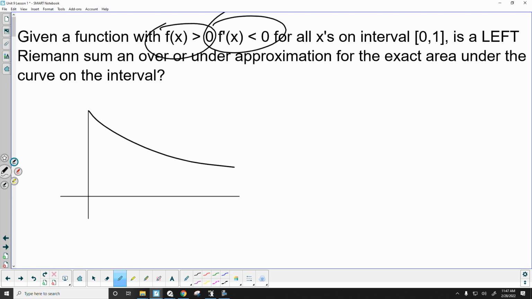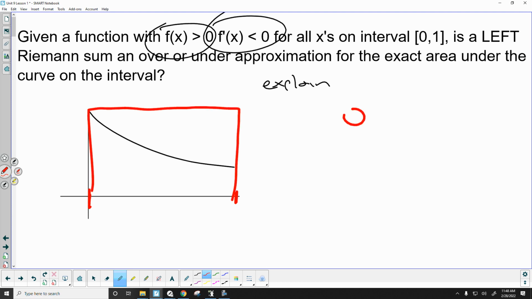Explain why. Now your explanation, you guys want to write a lot, but from A to B, or 0 to 1, if you're using the left Riemann sum, you're using the largest value. It's an over-approximation because f is decreasing. That's all you have to say. A left Riemann sum for a decreasing function is going to be over. Just say that. We don't care about concavity. It's not even given to us.